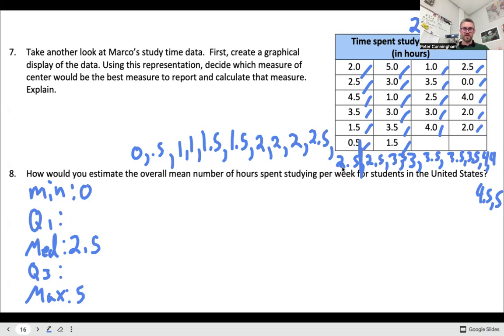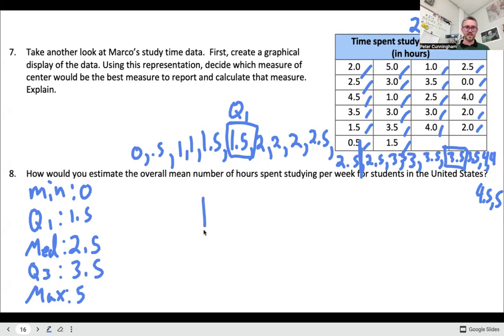My quartile 1 has 11 on this side, so if I split 11, 1, 2, 3, 4, 5.5. This next one would be my Q1 because there's 1, 2, 3, 4, 5 to the right, 5 to the left, 5 to the right. All right, so there's my Q1, which is 1.5. My Q3, 1, 2, 3, 4, 5, is 3.5.